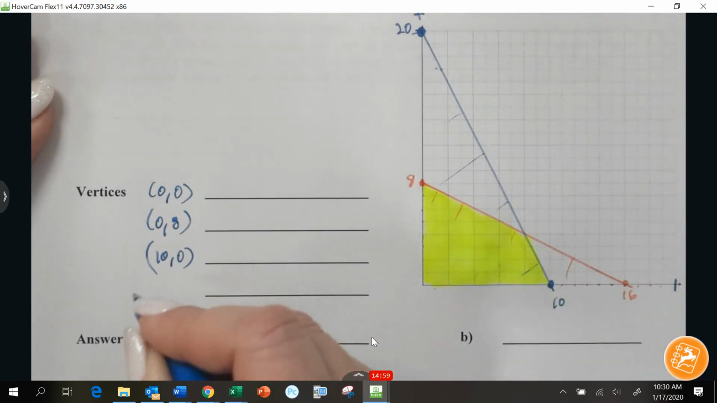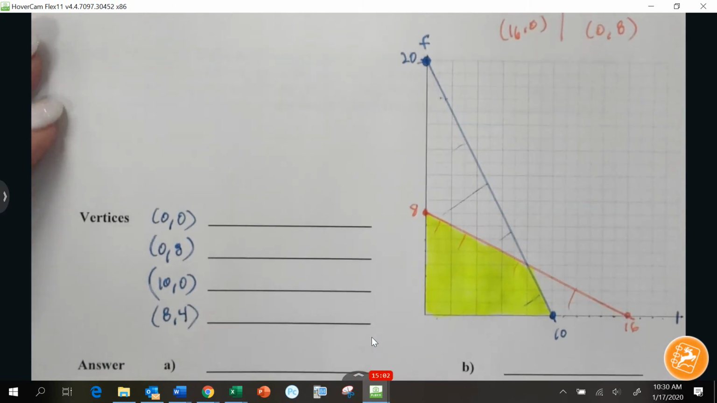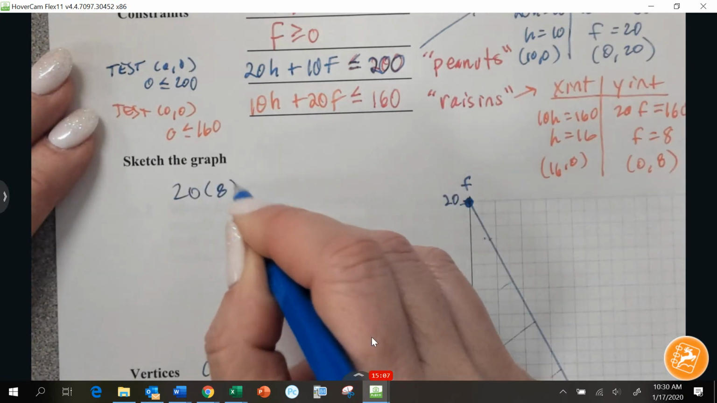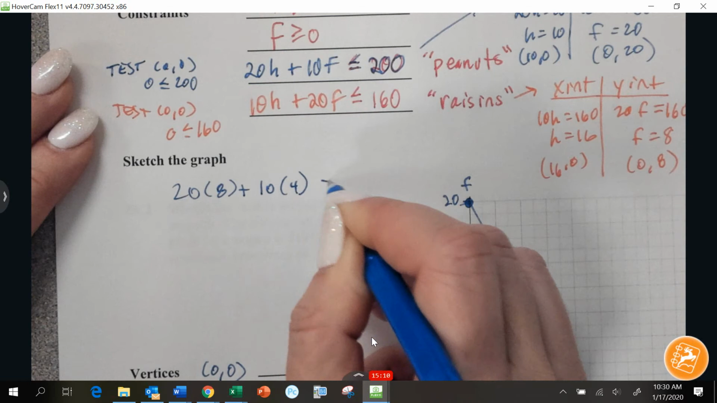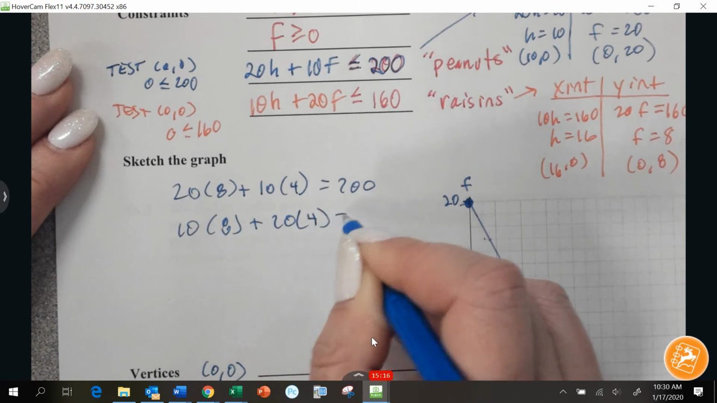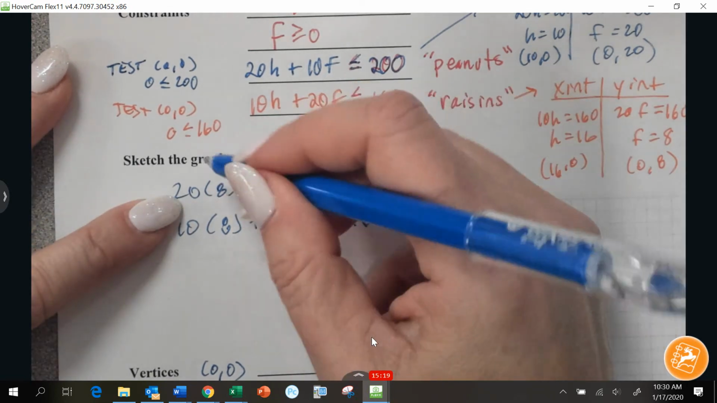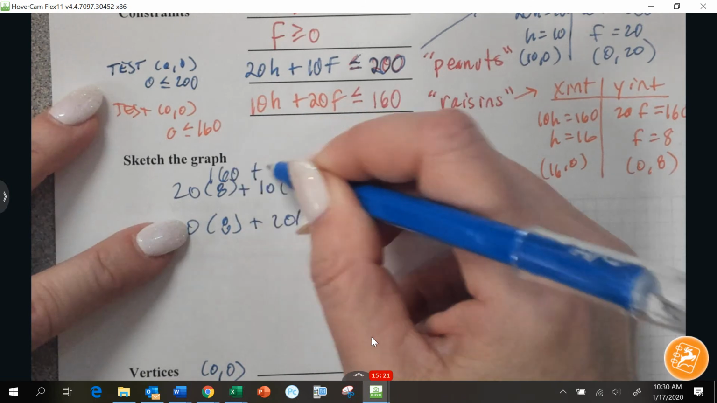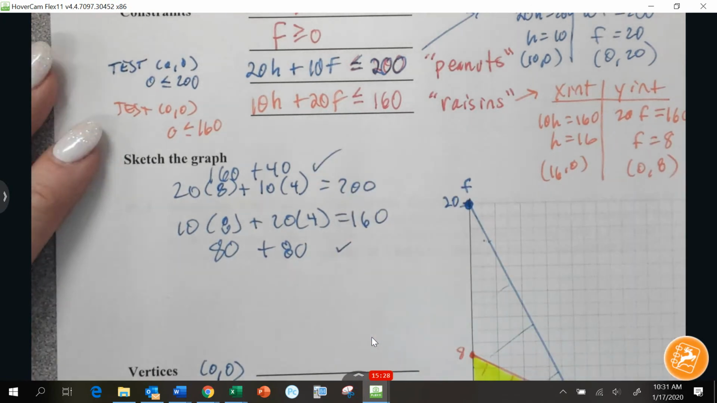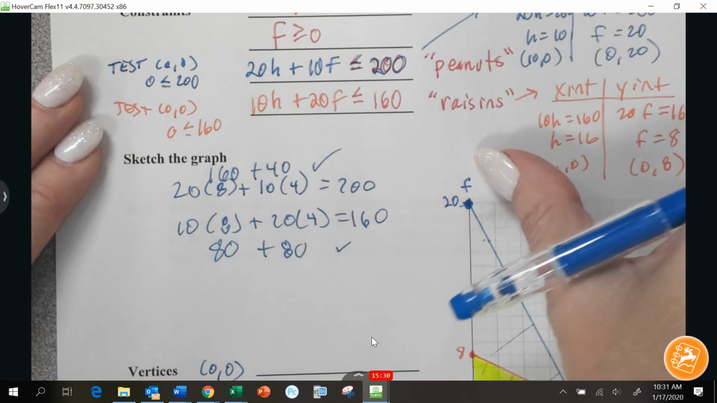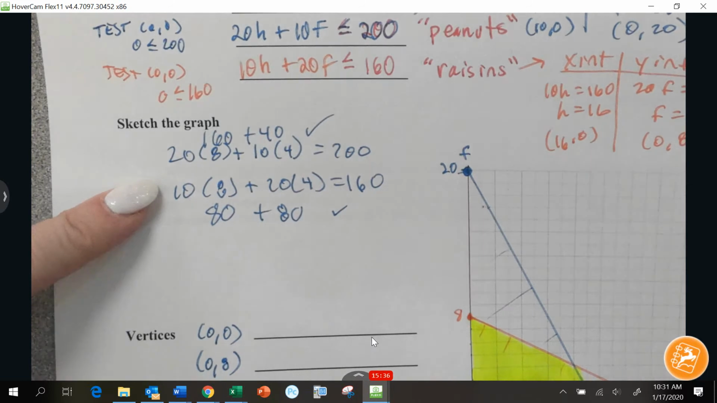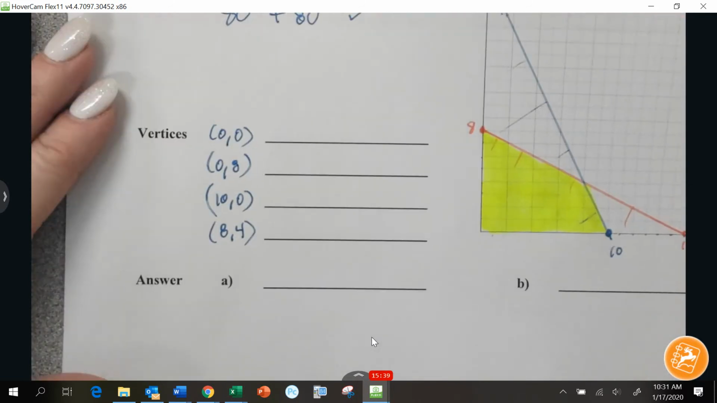8, 4. So I'm going to put 8, 4 right here, but I'm going to check it in these equations up here, just to be sure. So 20 times 8 plus 10 times 4 has to be 200, and 10 times 8 plus 20 times 4 has to be 160. Yep, it checked in both. So we know for sure that is the answer. I did this last class again. If you can't tell, you use elimination or substitution, and that way we checked it as well. So we've got our 4 vertices.